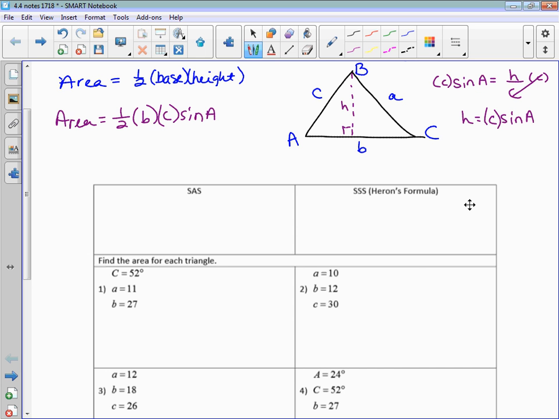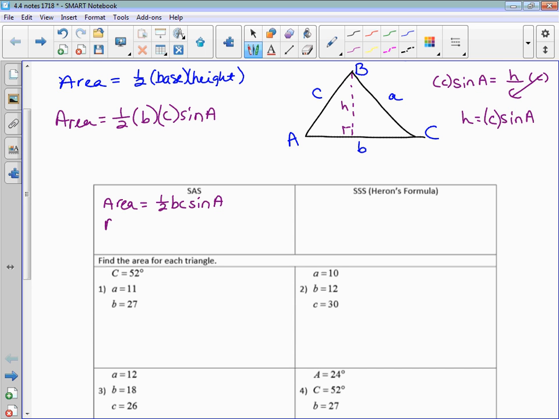So if you are given side angle side, that is sort of a shortcut for you to find the area. If you forget it, you can certainly go through the process of finding the height and then 1/2 base times height. This just has the finding the height in the formula for you. So that is the formula if you know angle A. So 1/2 BC sine of A.